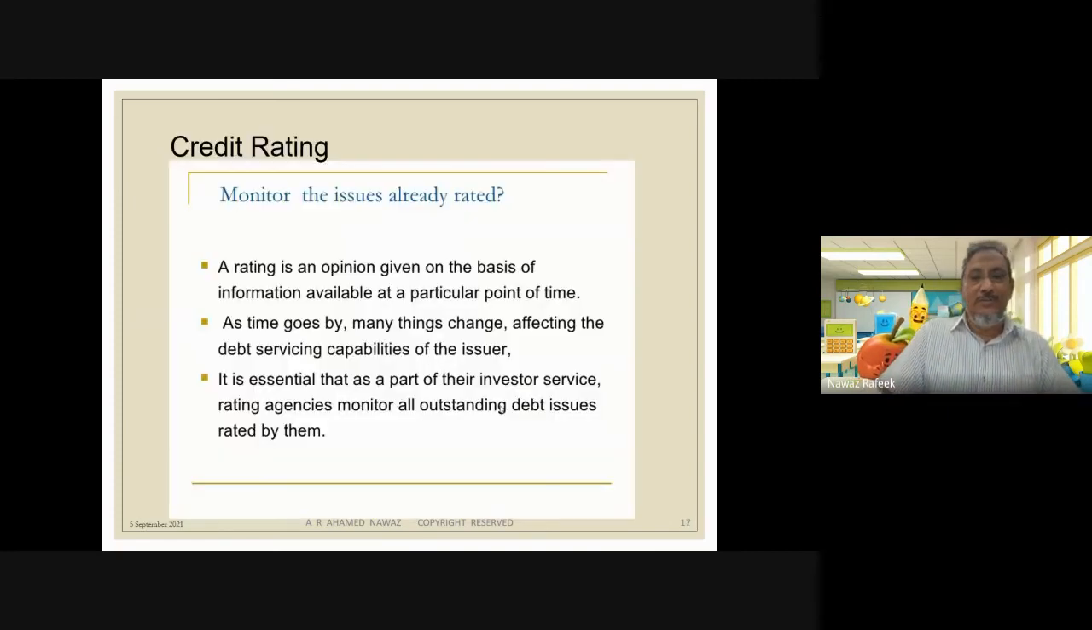Then comes credit rating: monitor the issues already rated. Monitoring after giving the rating, how to do the monitoring? The rating is an opinion given on the basis of information available at a particular point of time. So you have to keep in mind that the rating is given at a point of time, it is not for a period. It reflects the position of the business at that particular point of time. It may change, either positively or negatively.